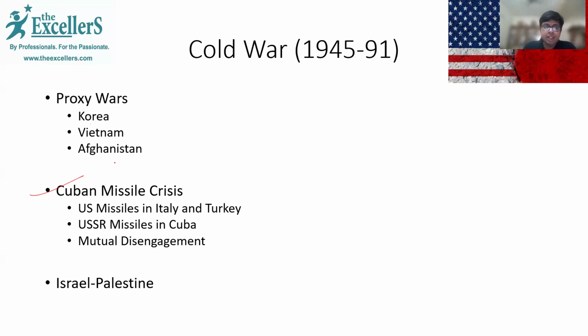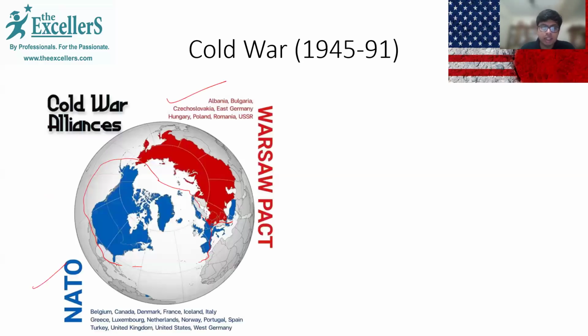So US missiles were initially kept in Italy and Turkey. So this crisis happened in 1962 in the month of October. So roughly this particular period in time. So US missiles were kept in Italy and Turkey. This angered USSR. So if you see on this map, you can see this is Italy and this is Turkey. They're quite on the frontiers of Eastern Bloc. That angered USSR a lot.